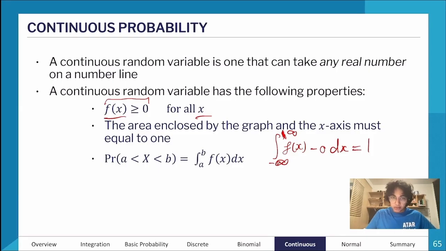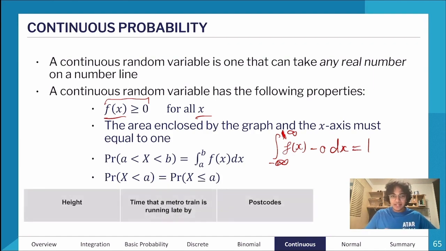But if I want to work out between two particular areas, I need to work out the integral, right? So the probability of x is less than a is also equal to the probability of x is less than or equal to a, sorry.